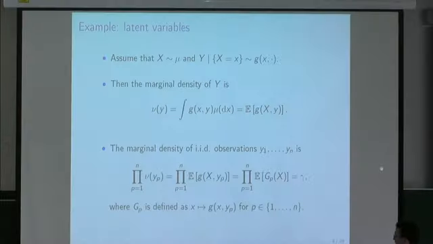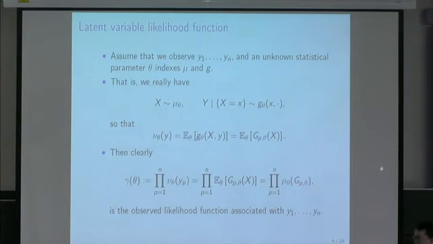And in particular, by noting that the marginal density of these i.i.d observations is of this form, the obvious point is just that the likelihood function is also of this form. For each value of theta, you have an associated gamma that is a product of expectations.